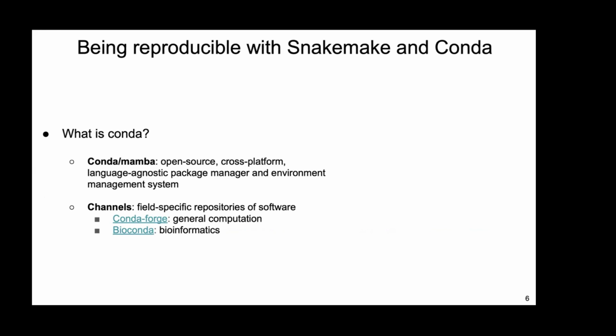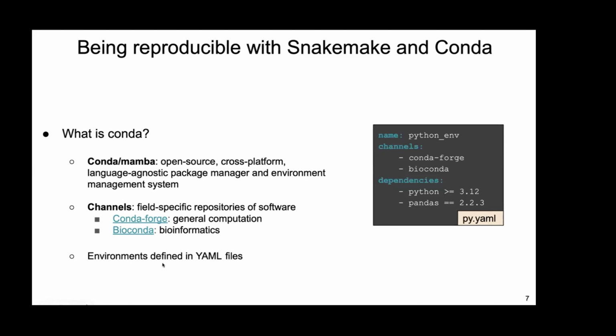The way that this works is that the software is available through different channels, which are repositories for software, and there are different channels depending on the field. For example, you have Conda Forge that has a lot of stuff for general computation, but then you have BioConda, which is much more specialized on bioinformatics.